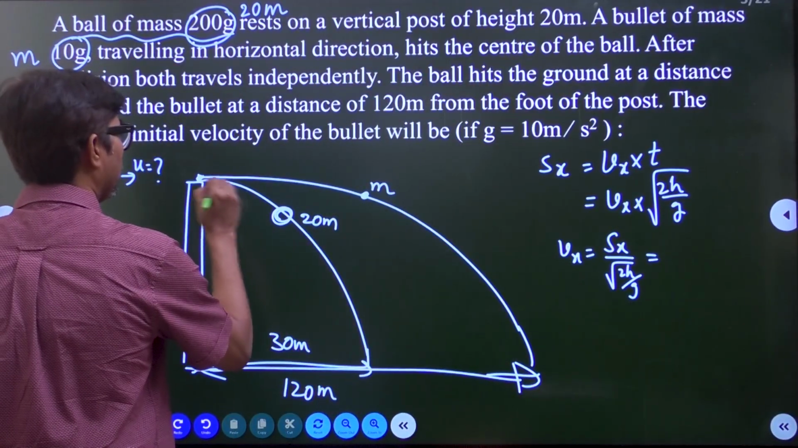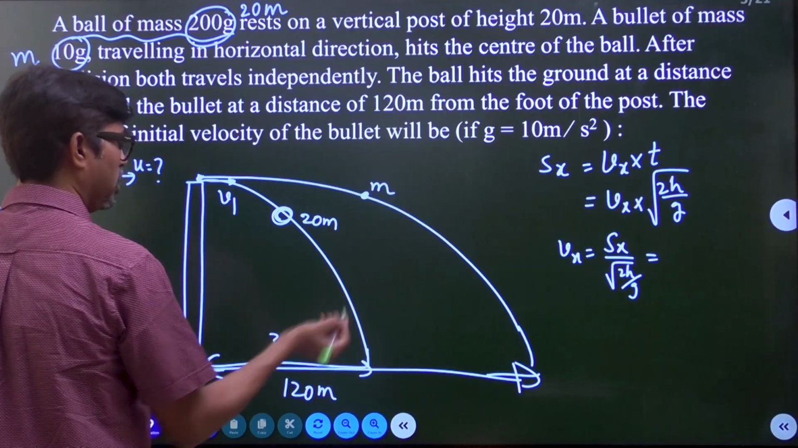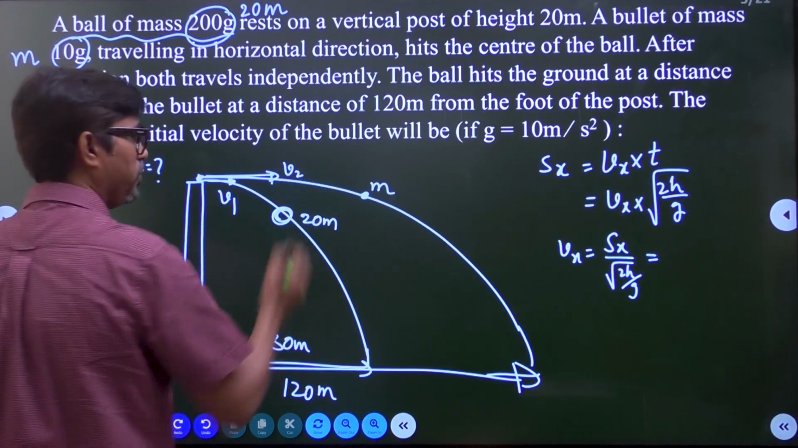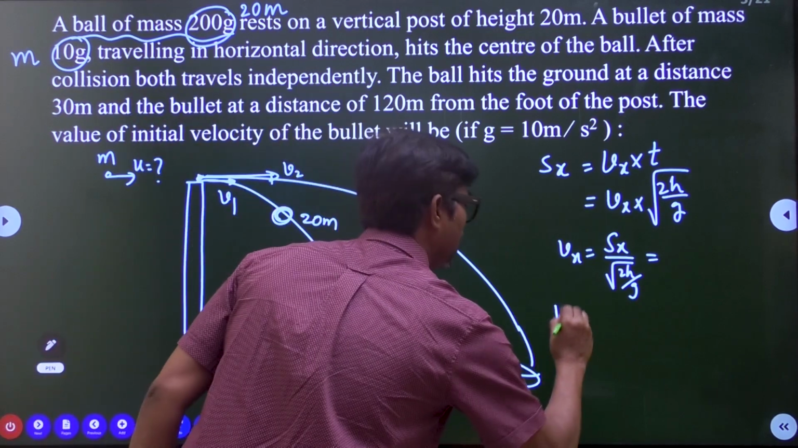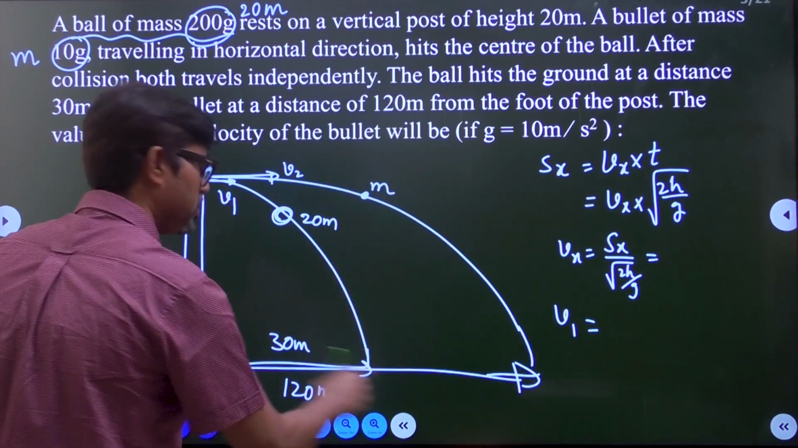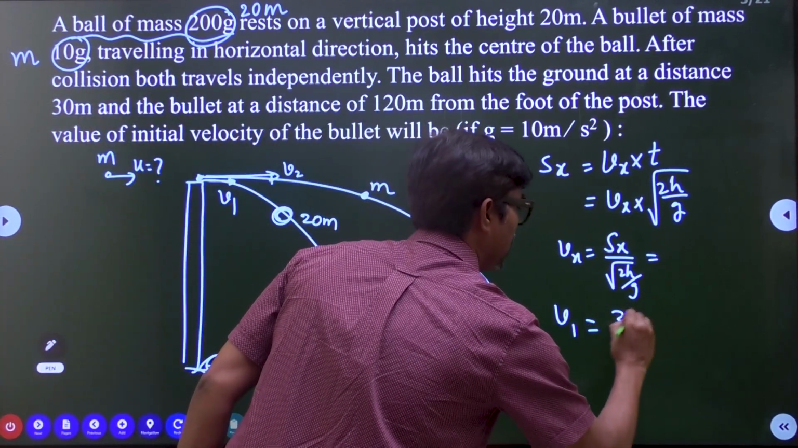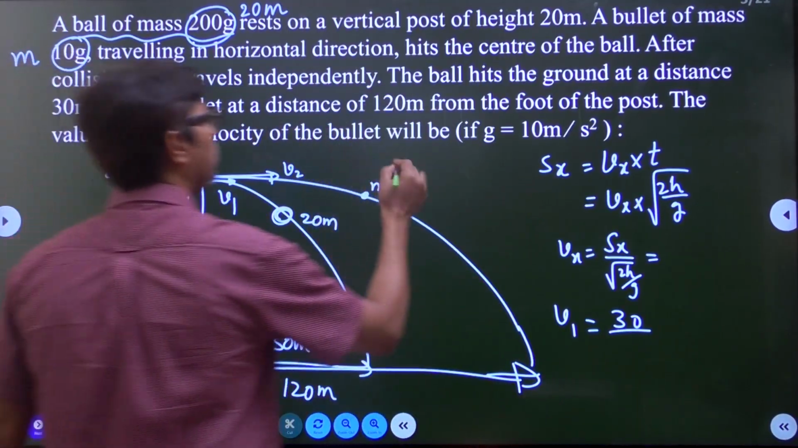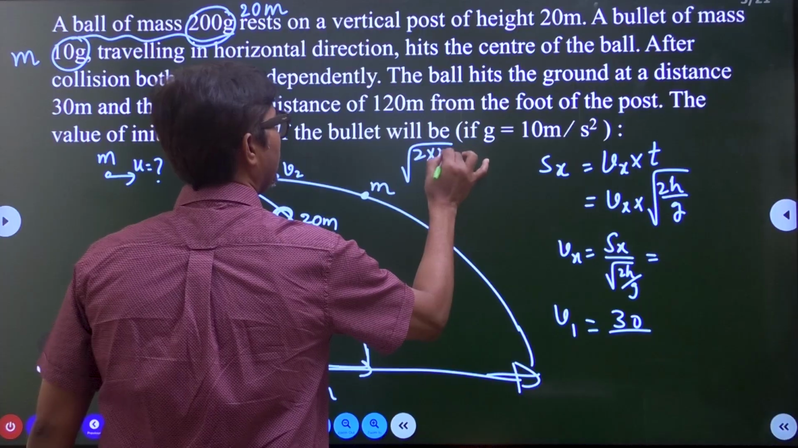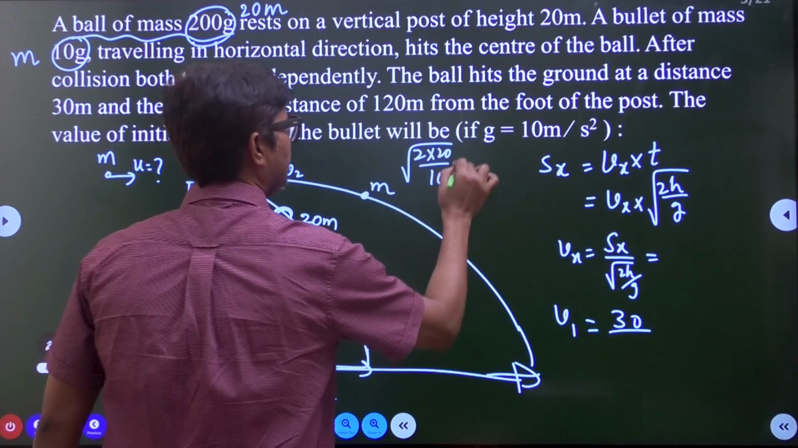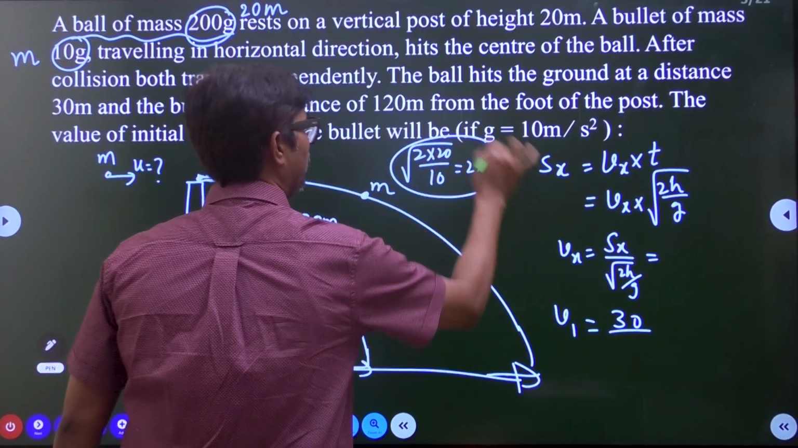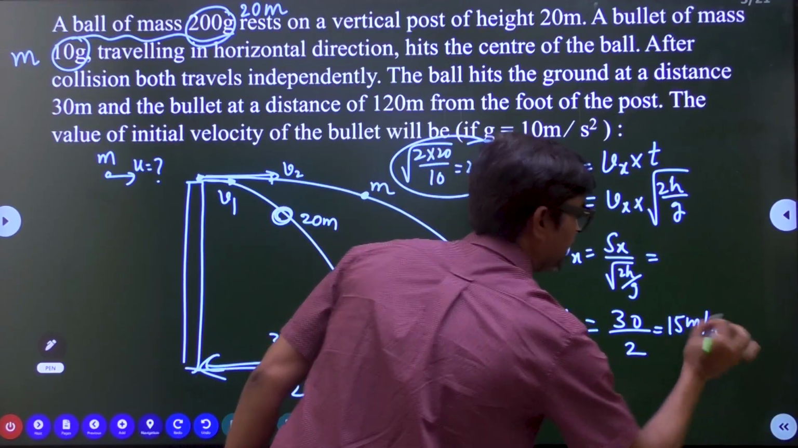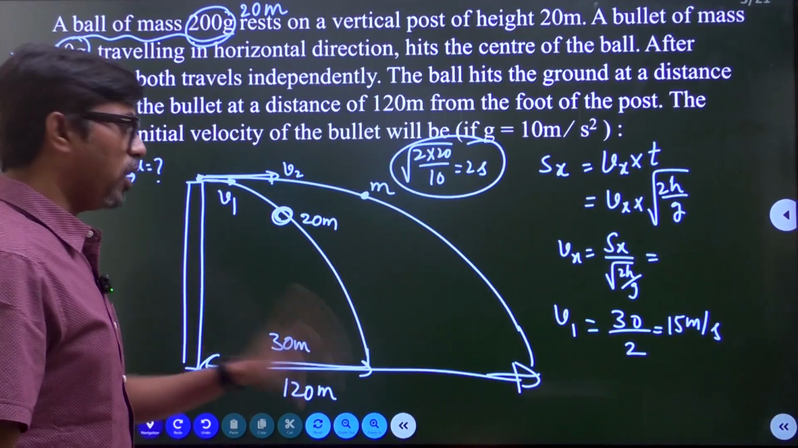Let's say the ball is projected with a horizontal velocity v1, and the bullet is coming with velocity v2. Let us say v1 will be equal to 30 meters, the horizontal displacement, divided by root 2h by g. Let's calculate that. Root 2 into h is 20, g if I take 10, that is given. So 2 seconds is root 2h by g. If I substitute there, you will get 15 meter per second.